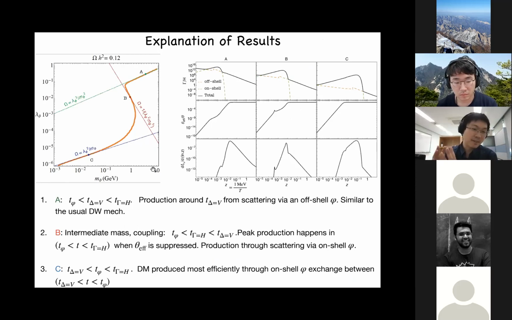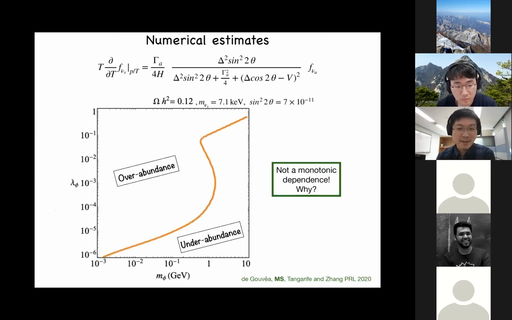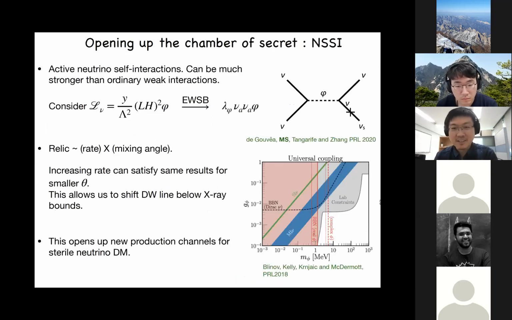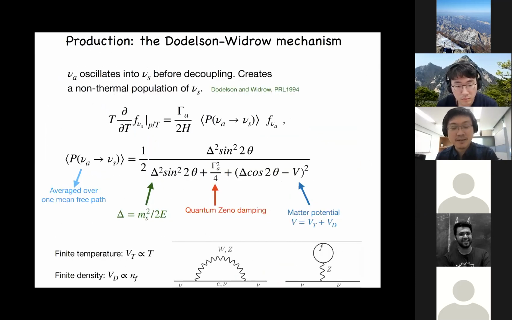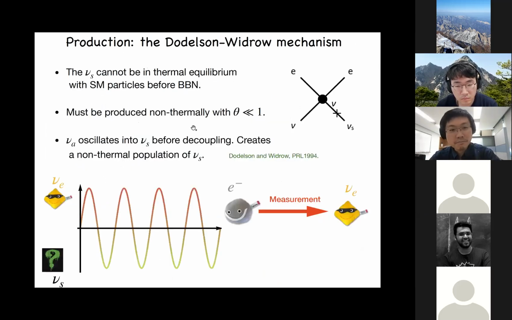I'm talking about the Dodelson-Widrow mechanism. Even in the Dodelson-Widrow mechanism, this is a freeze-in process. So what happens is, this interaction basically freezes in the sterile population, because every time the interaction happens, the active component is reset, and gradually the sterile population builds up. So it builds up and then it plateaus.